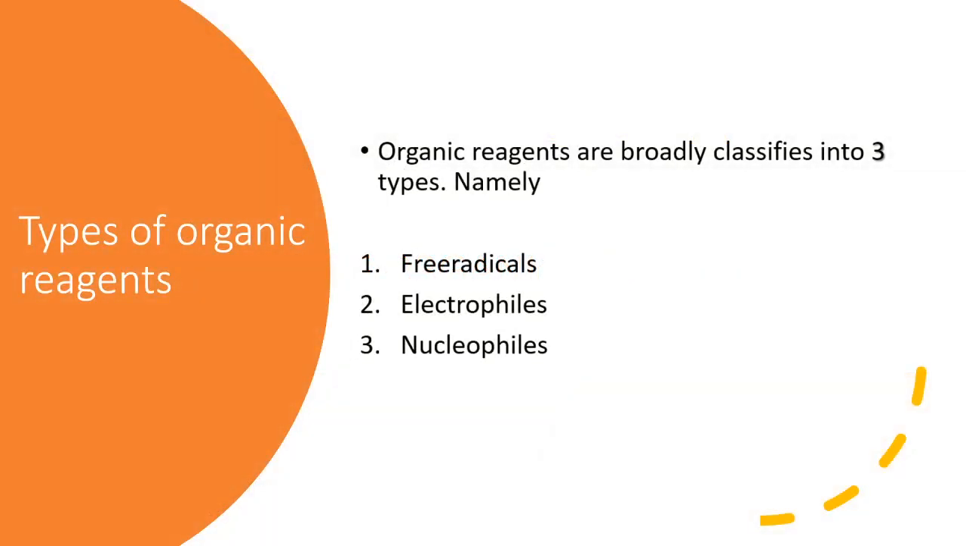Here in organic chemistry we come across three types of organic reagents. They are, first one is free radicals, second one is electrophiles, and third one is nucleophiles. So there are three types of organic reagents. So let us discuss all these organic reagents one by one in detail.